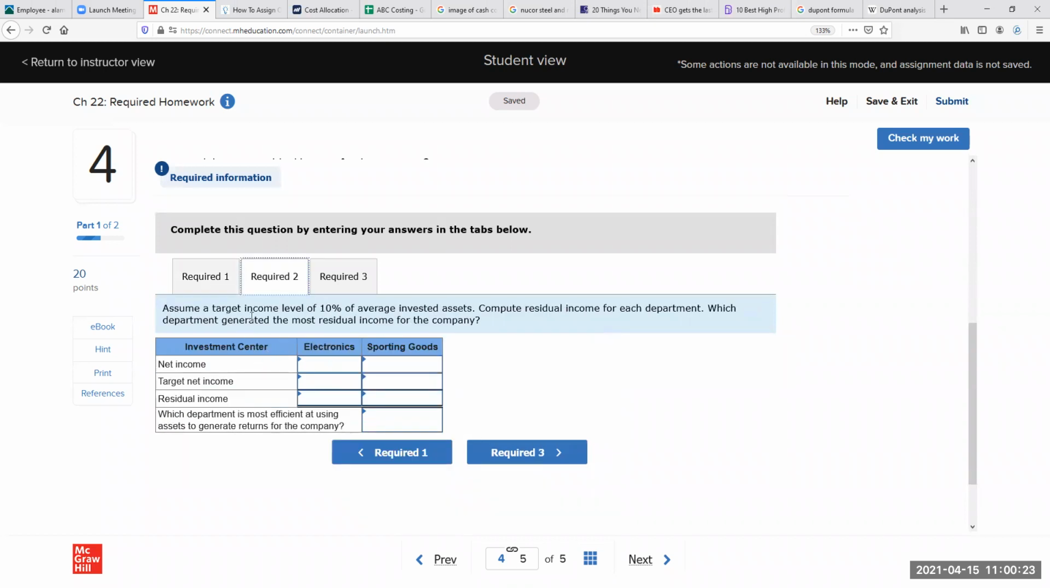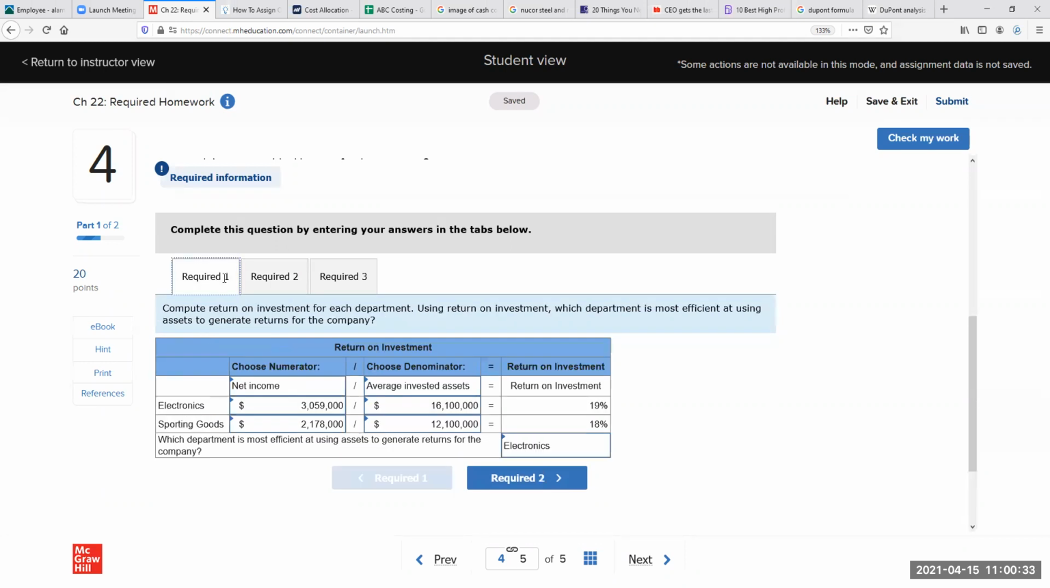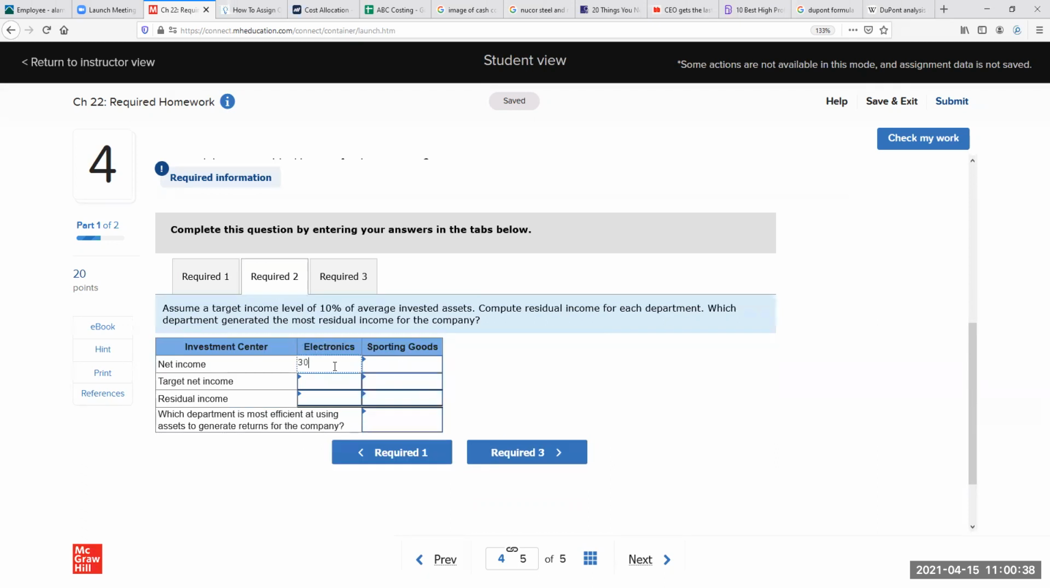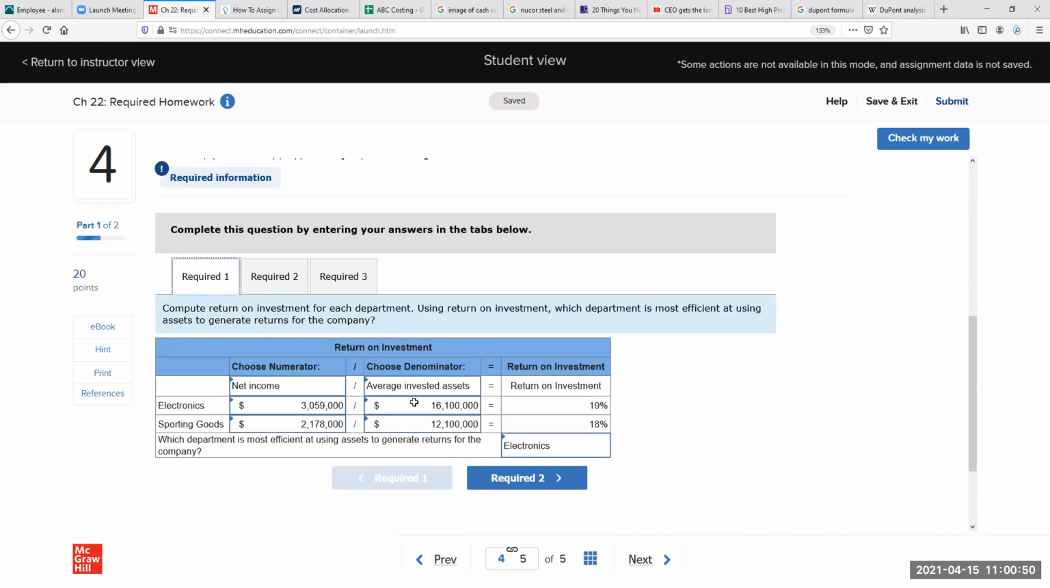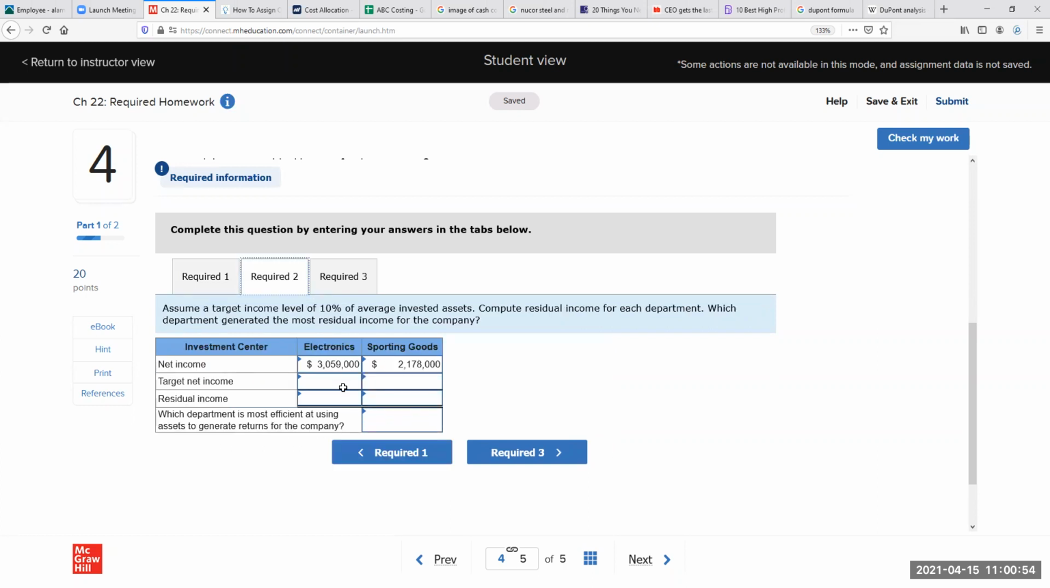Now, how about this? Assume a target income of 10%. So now they want a target, means they want to make 10%. So here's what they actually made, but the target income is 10% of the assets. So we got 16 million and 12 million.